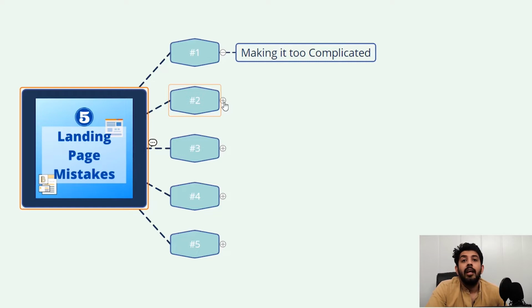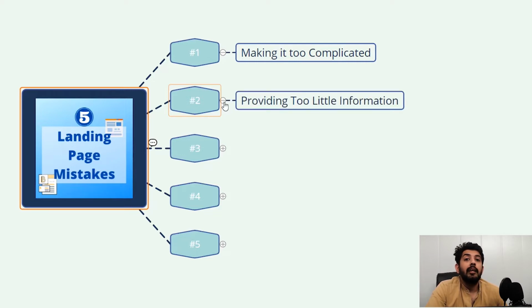Okay, now the second most common mistake that most landing pages have is providing too little information. I have seen a lot of landing pages that only consist of a sign up form, company's logo and name, and a little bit of graphic and hardly any information about the product or services that the page is supposed to promote. Well, if you think only putting a sign up form is enough for your visitor to actually sign up, you are totally wrong.